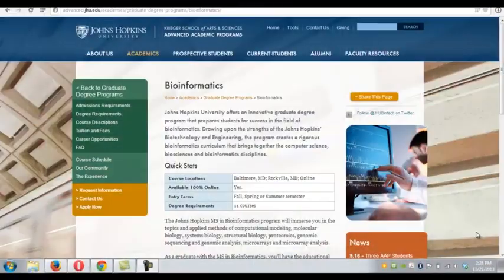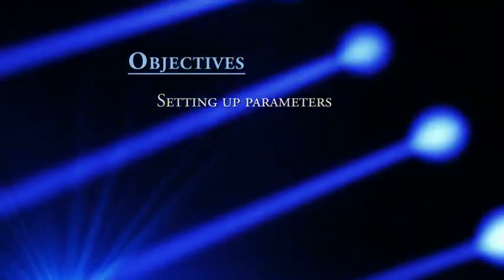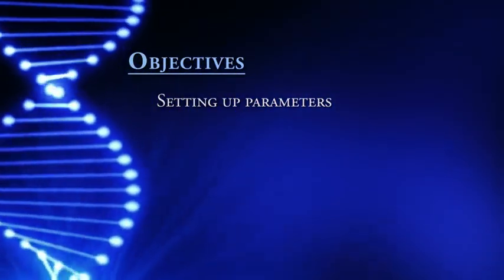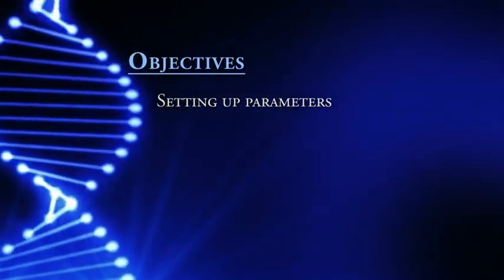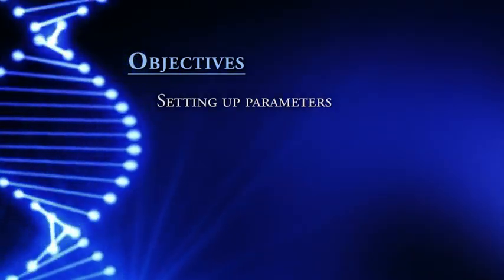This exercise is going to be on the PSI BLAST tool at NCBI. PSI BLAST stands for Position-Specific Iterated BLAST, which is a specific form of BLAST designed to find distant homologs of a particular protein or DNA sequence. Our objectives for this exercise include setting up the parameters of PSI BLAST, specifically to get the right threshold for future iterations of PSI BLAST.